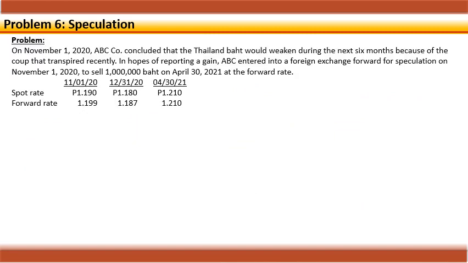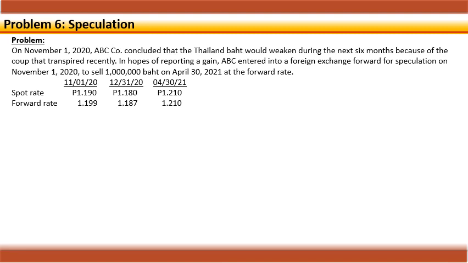Then, the last problem is for speculation. Speculation, wala ka naman talagang underlying na transaction. Nag-speculate, ang underlying mo dito, yung ini-speculate mo na tataas or bababa. Pero actually, wala kang sale, wala kang purchase. So, on November 1, ABC concluded that the Thailand baht would weaken during the next 6 months because of a coup that transpired recently. Like, for example, yung sa Myanmar, di ba, may recent coup doon. So, ina-expect mo, pwedeng ikaw, as a forex trader, ina-expect mo, bababa siya.